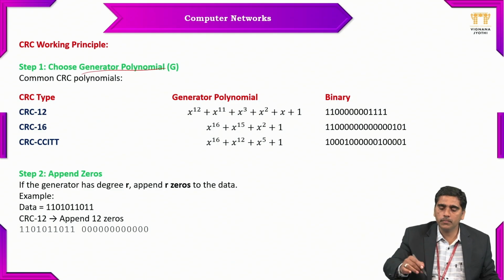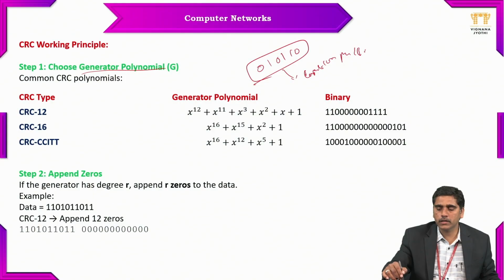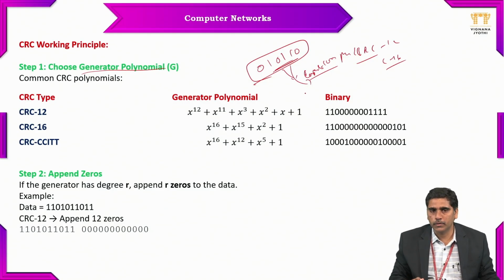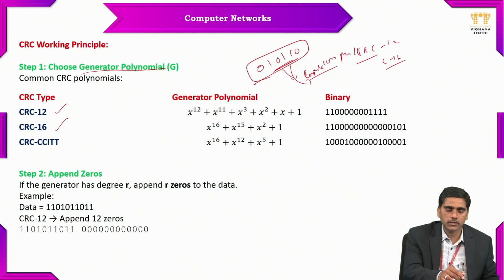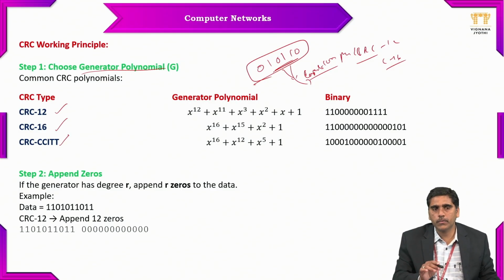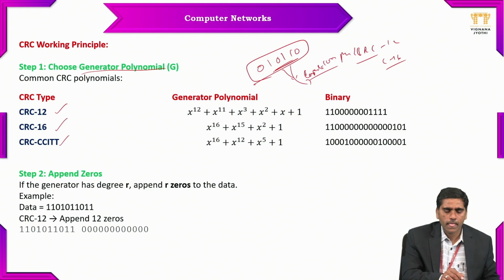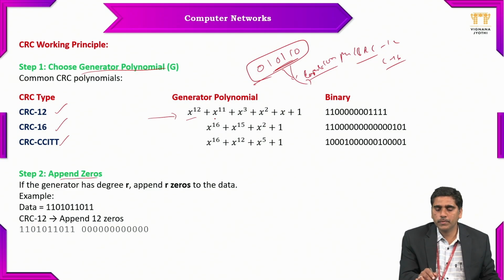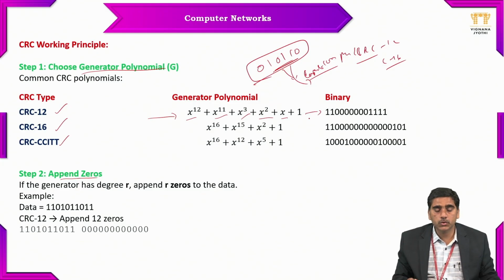If you receive data like 01 or 10 and want to compute with a particular CRC, CRC-12 or CRC-16, first you choose the common CRC polynomial. Out of CRC-12, CRC-16 and CRC-CCITT, choose the appropriate polynomial. The next step is to append the zeros. Here the generator polynomial is x^12 + x^11 + x^3 + x^2 + x + 1. This is the CRC-12 polynomial.